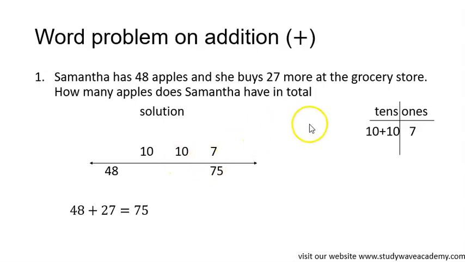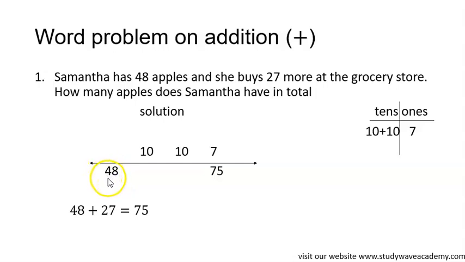So we apply our place value. In 27, there are how many tens? 2 tens, right? And there's 1 ones, which is 7. So 10 plus 10 is 20, plus 7 is 27. So we are going to be taking it step by step. We are going to take 10 steps, then take another 10 steps, then count 7.